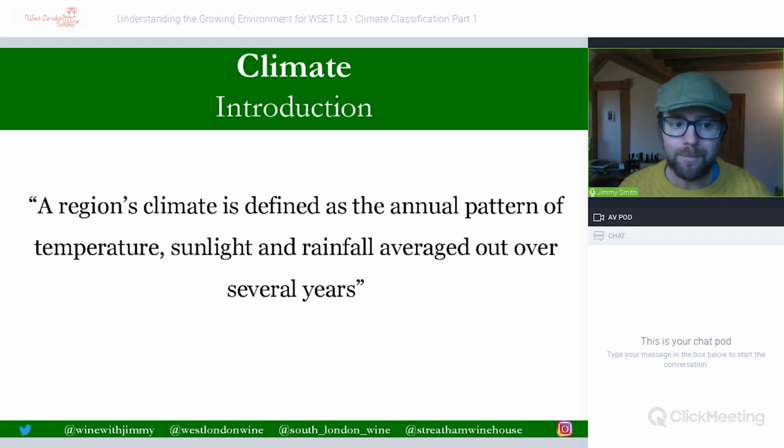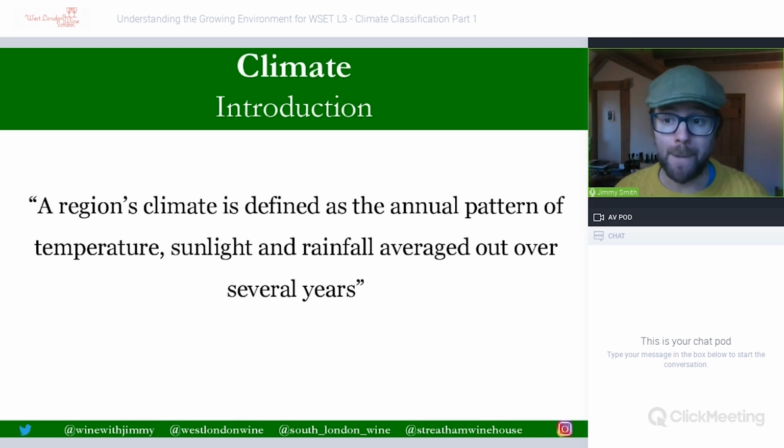And as you can see there, a region's climate is defined as the annual pattern of temperature, sunlight, and rainfall averaged out over several years. Okay, so if you look at meteorological reports, weather reports, you will see that they often lead with temperature, sunlight hours, and rainfall in some lovely graphs and reports, and then they average those out for you. And that's actually what gives us our climatic classifications.